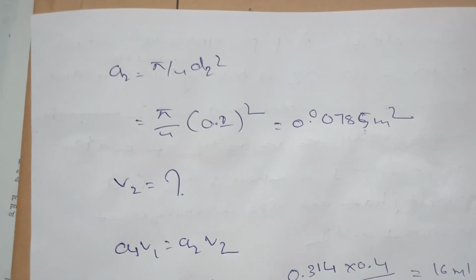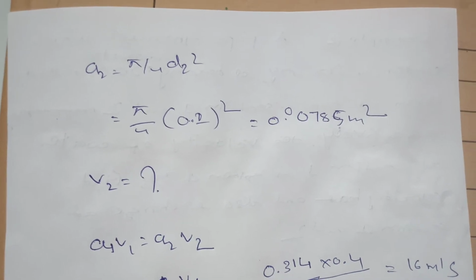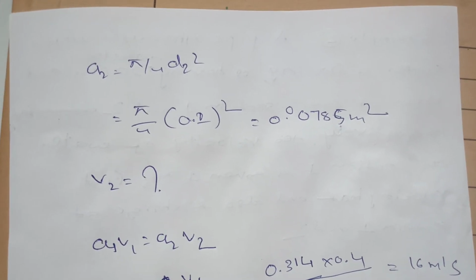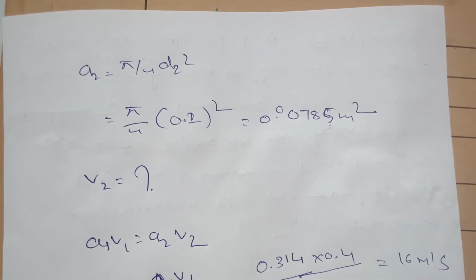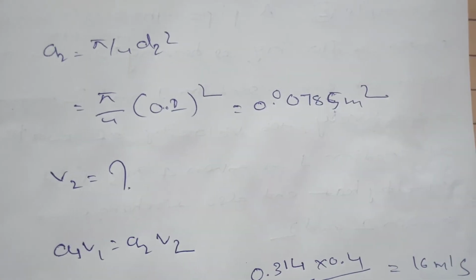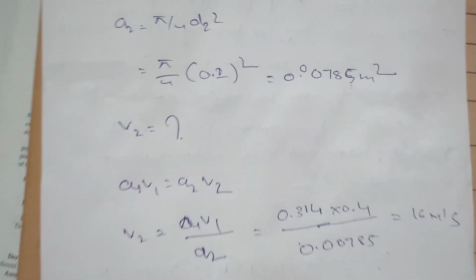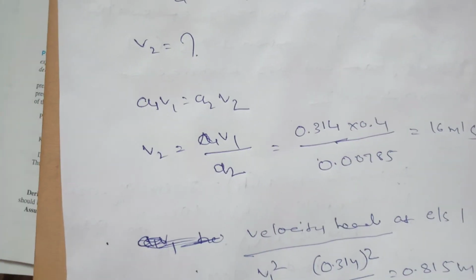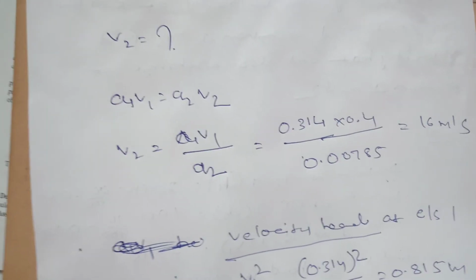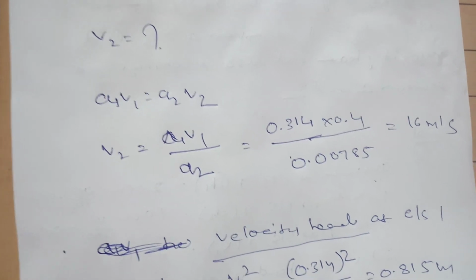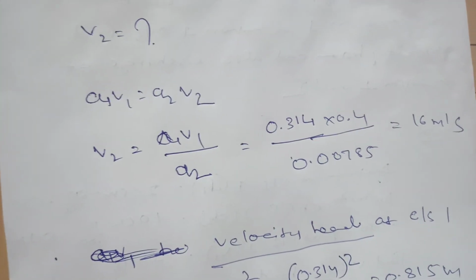Similar way we can calculate the a2 value. a2 is equal to pi by 4 d2 square. So you substitute the value of d2. Once you substitute the value of d2, we get the a2 value. So we have to find v2 now. How to find v2? Apply the continuity equation. You substitute all the values. a1 we know, v1 we know, a2 also we know. So we can calculate v2.